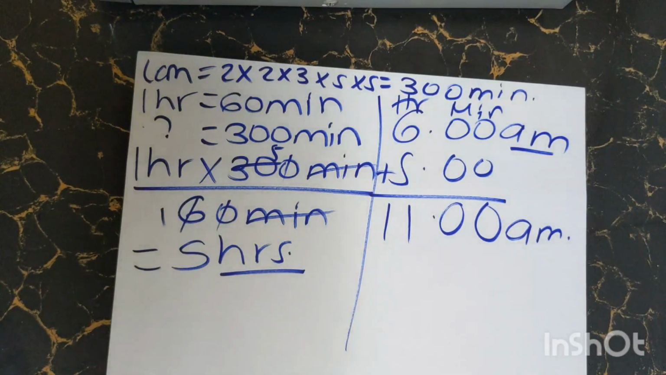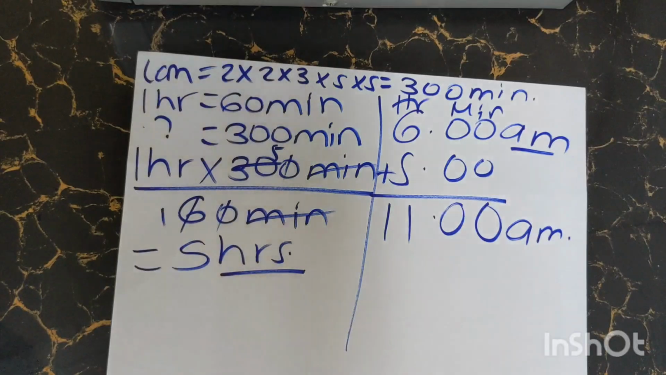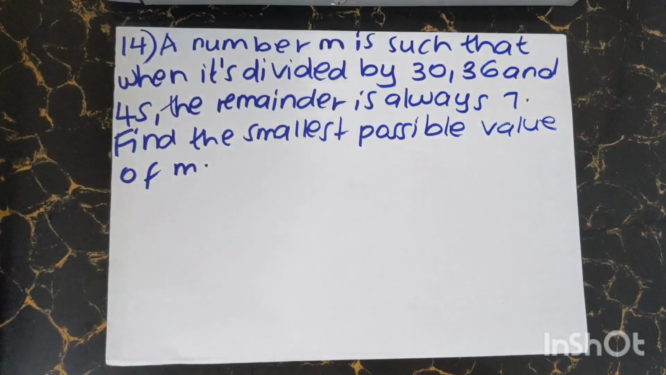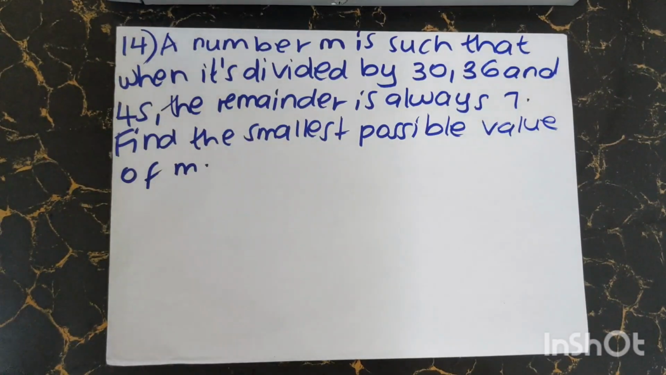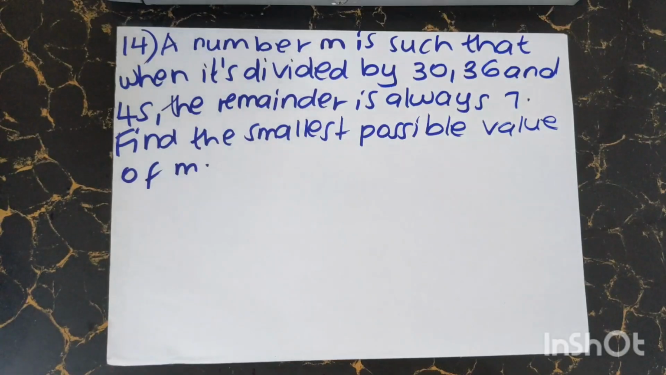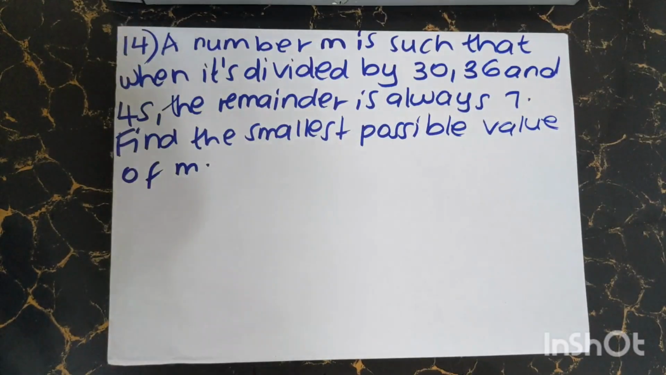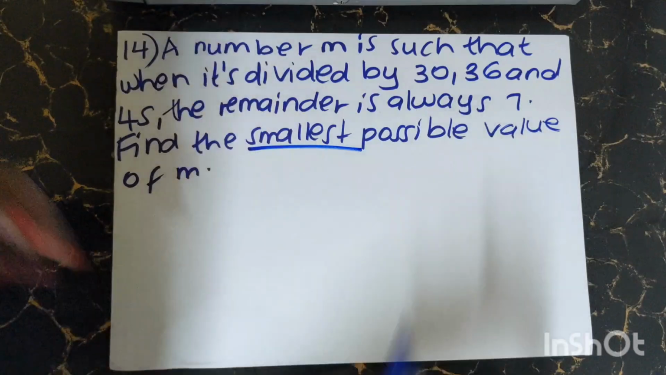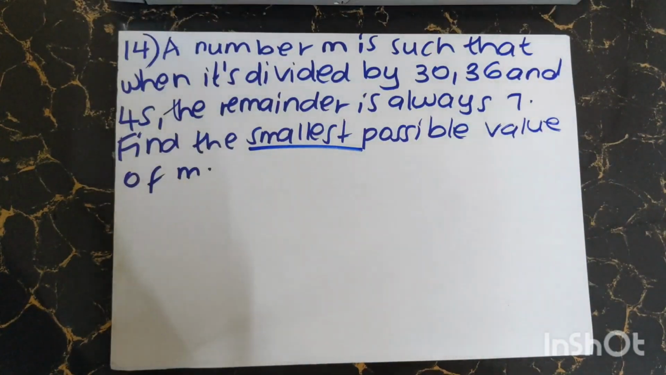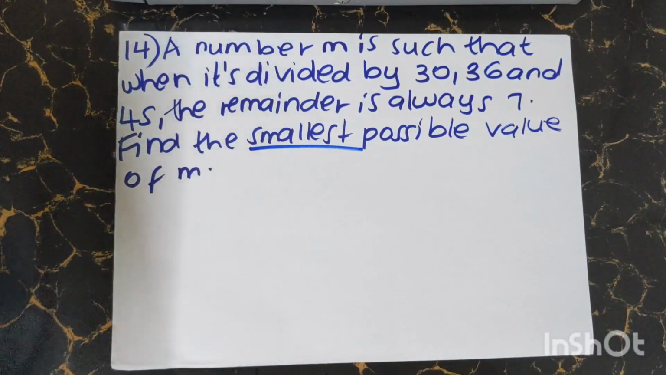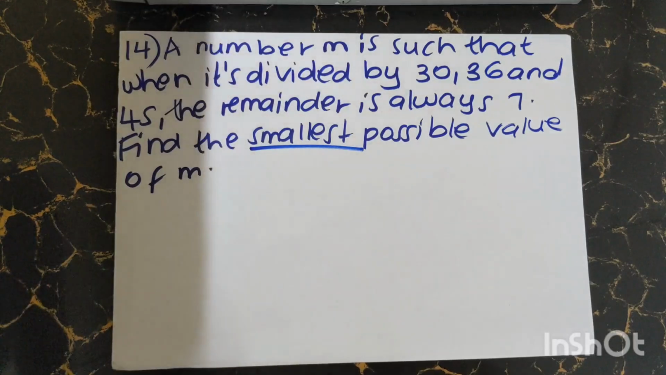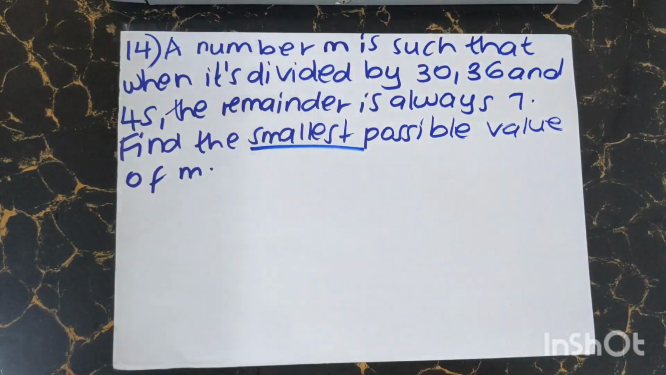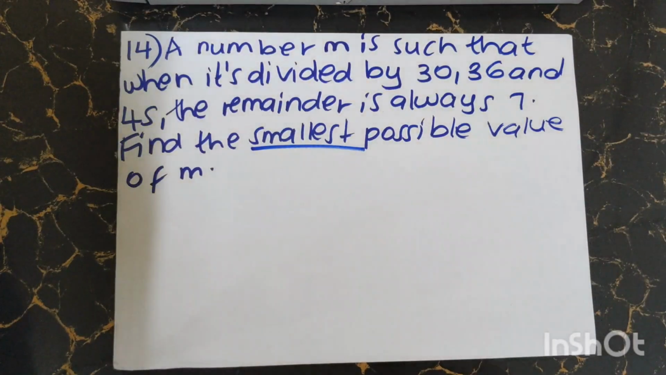Are we together? Let's go through one last example. A number m is such that when it's divided by 30, 36, and 45, the remainder is always 7. Find the smallest possible value of m. Okay, so the keyword here is smallest, which is a synonym of least. So that means that you'll be expected to use LCM for this question. Because LCM in full, we said, is least common multiple.